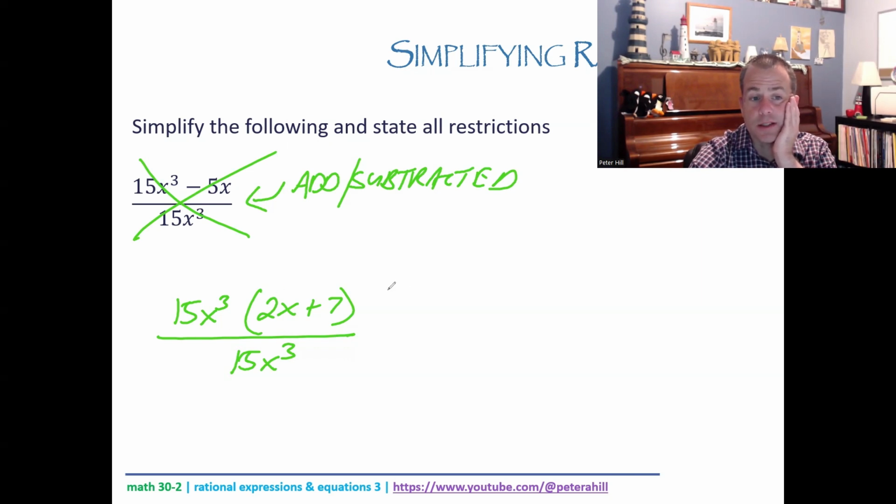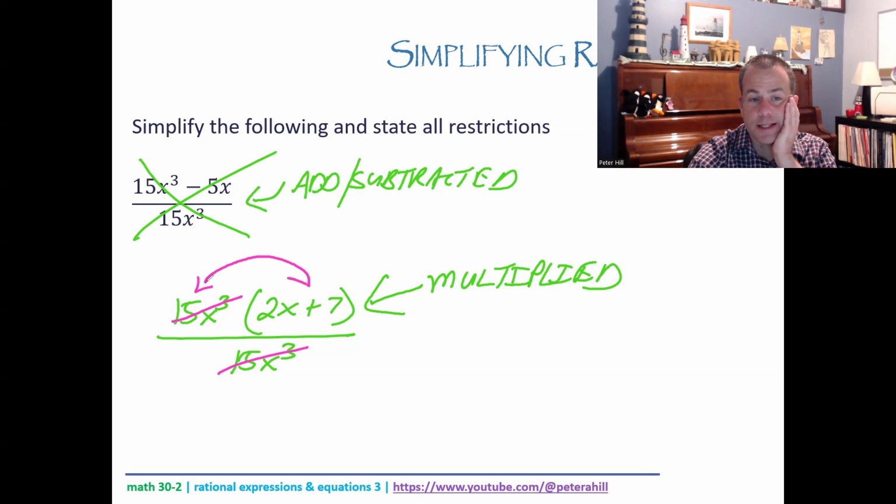Whereas this one, this is being multiplied now. Multiplied. Didn't quite know how to spell there for a sec. So in this one, it would be totally okay to divide those guys out, okay? Because the 15x cubed is now being multiplied by the 2x plus 7, not being added or subtracted to it, okay?